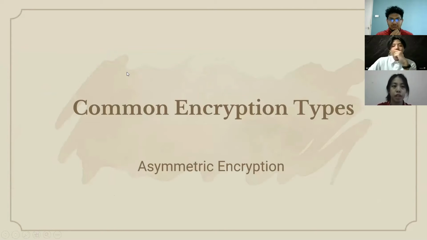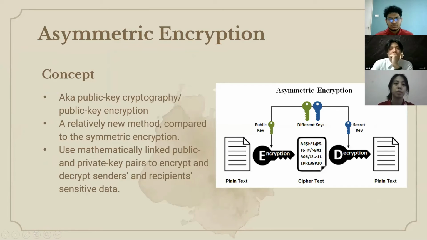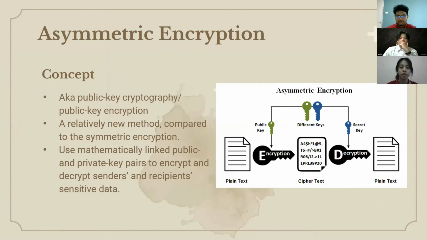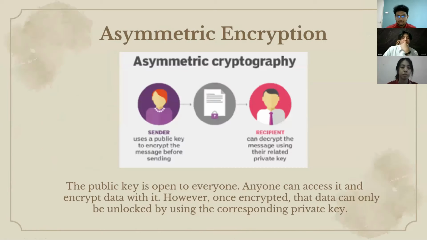The following encryption type is asymmetric encryption. Asymmetric encryption is also known as public key cryptography or public key encryption. It is a relatively new method compared to symmetric encryption. It uses mathematically linked public and private key pairs to encrypt and decrypt senders' and recipients' sensitive data. The public key is open to everyone. Anyone can access it and encrypt data with it. However, once encrypted, that data can only be unlocked by using the corresponding private key.